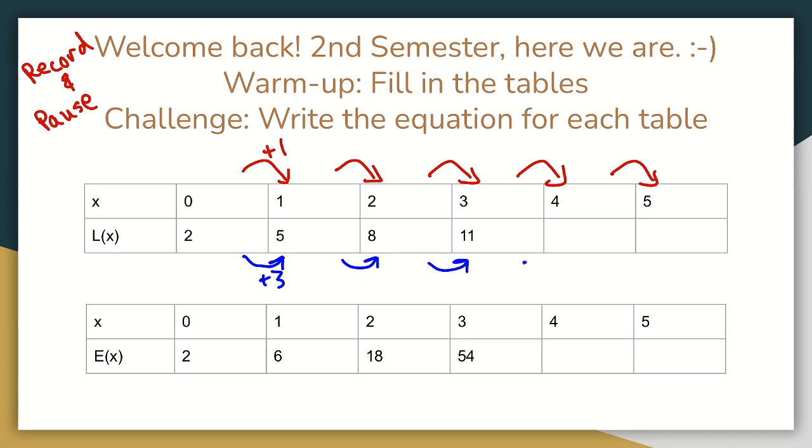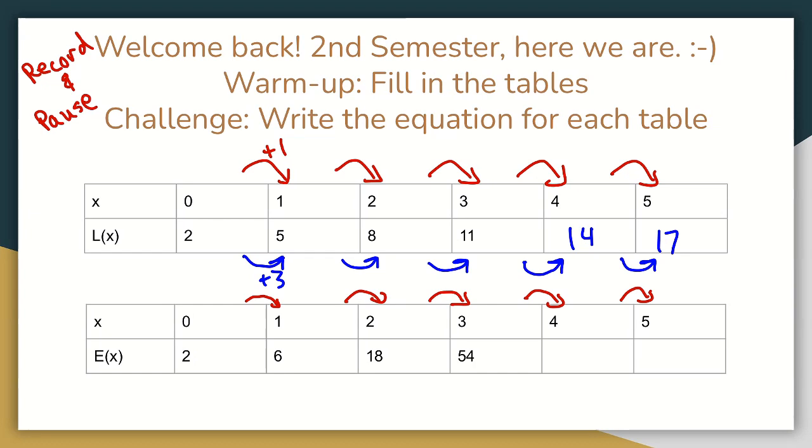And so each time the y value is adding 3, this would be 14, and this would be 17. So that's filling out the table. In the bottom table there, again, we're adding 1. I don't need to write +1 because it's the same color. I'm showing that it's doing the same thing.